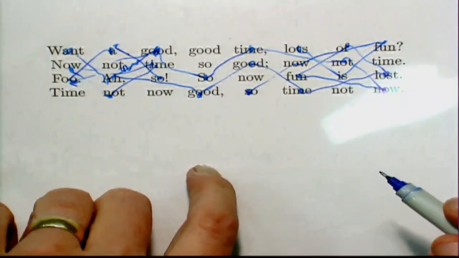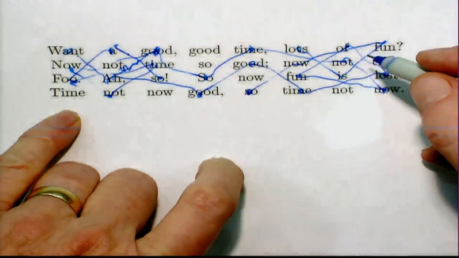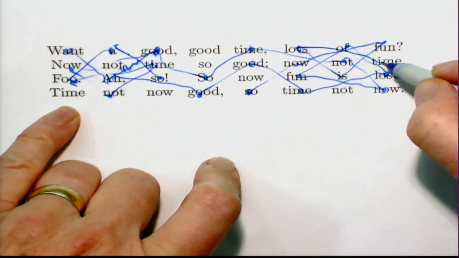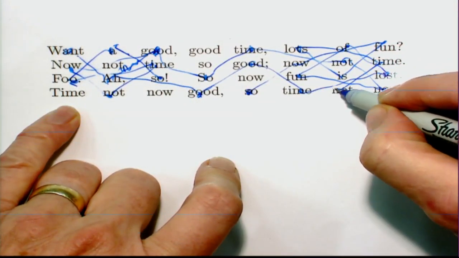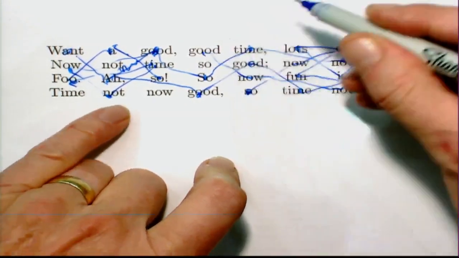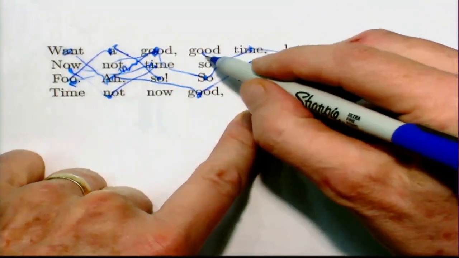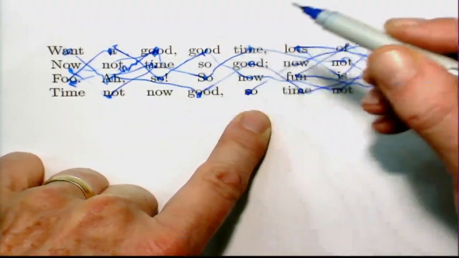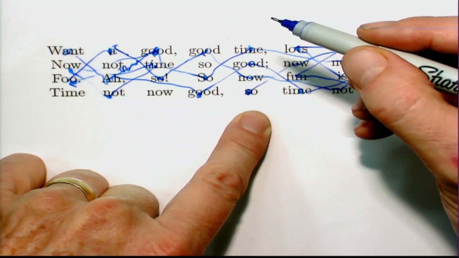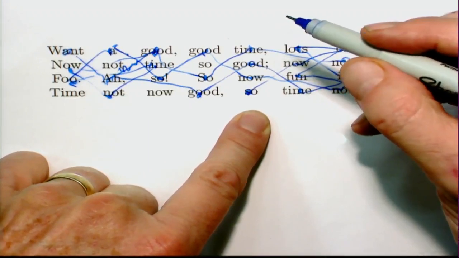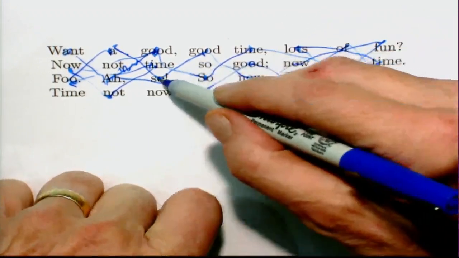Lots. Time not now good. Time not now good. So time not now. So that's when I want to do the so. So time not now. Well, there we are. All right. Now, that's the idea.